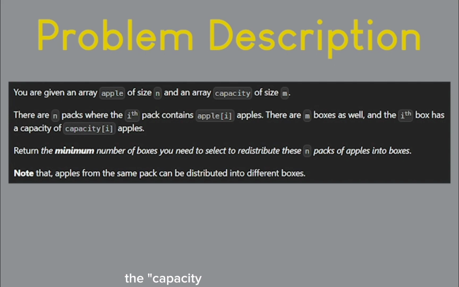The capacity array is rather similar. Each index represents a box. Index 0 represents box 1, index 1 represents box 2, and so on. The value on a specific index would tell us the amount of apples that box can hold, its capacity.